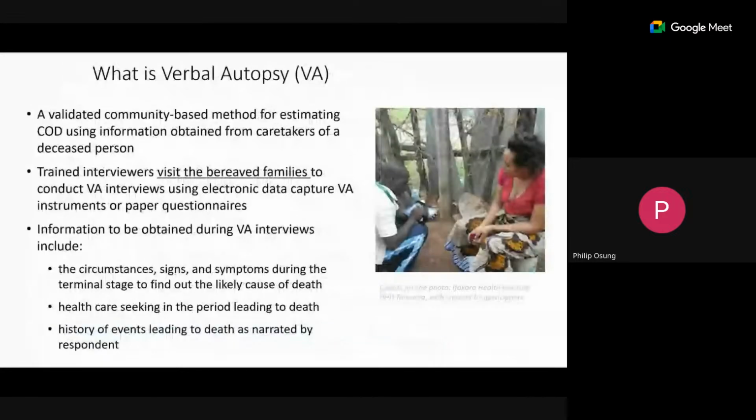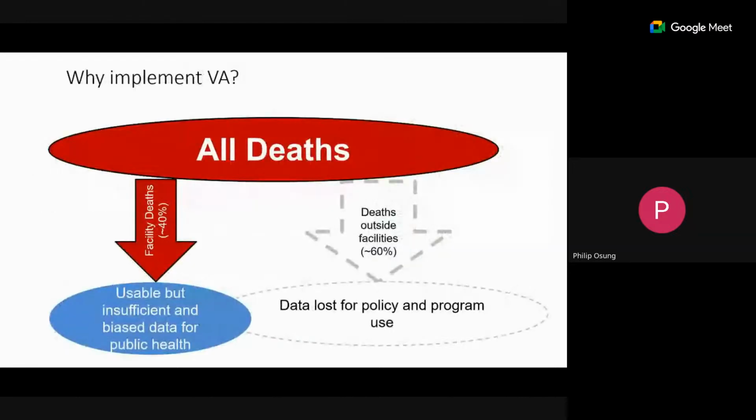Now, the verbal autopsy we have experience in conducting here in the commission. This is a validated community-based method of estimating cause of death using information obtained from the caretaker of the deceased. For those that did the exercise in 2019, you saw that you were provided a standardized document that was taken to the communities, and you were able to get a sequence of events occurring before the death. This was analyzed, and we were able to get some measure of what is going on in the communities. So this is a way that could augment the recording of deaths in the facility.